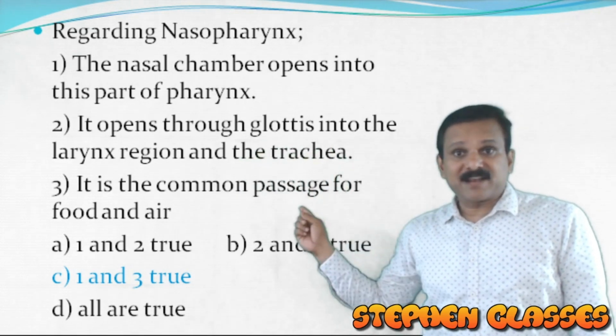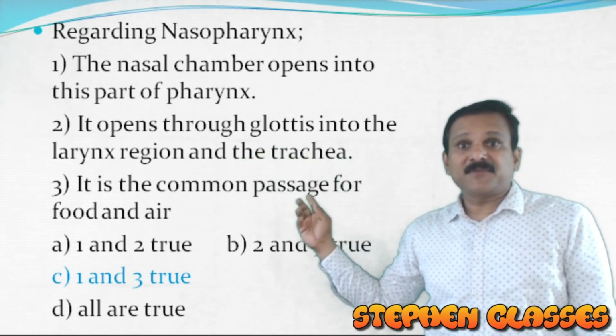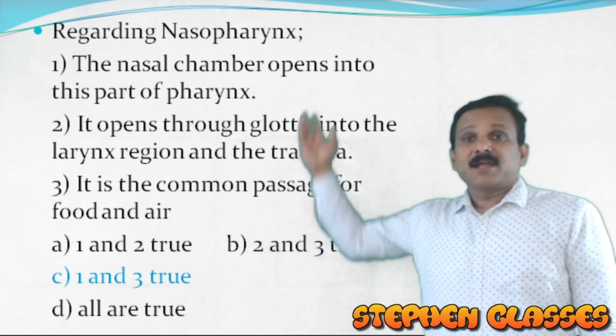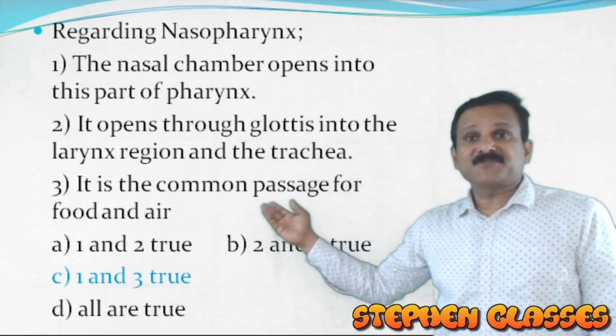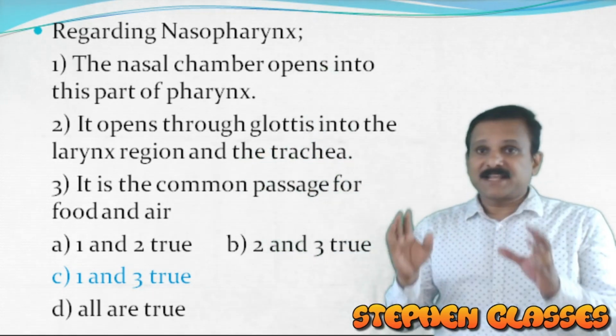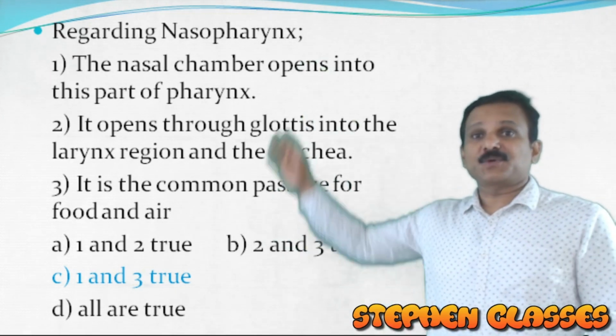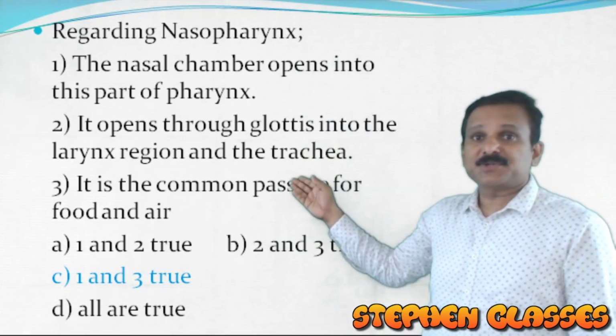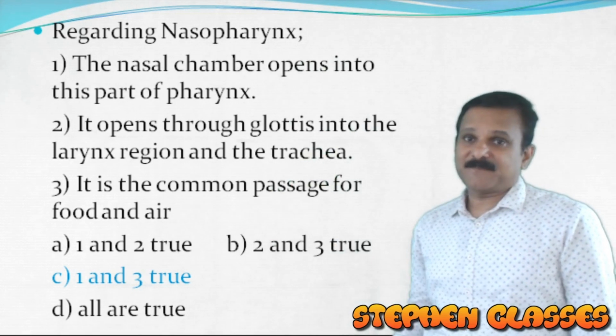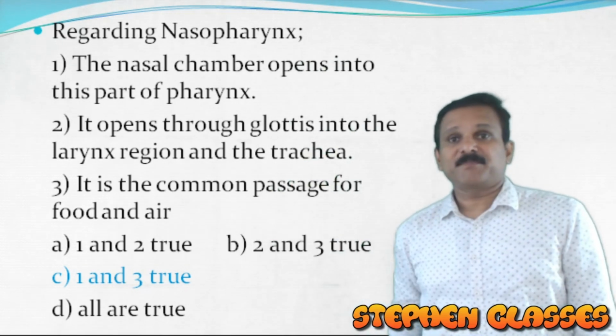What about the third statement? It is a common passage for food and air. That is a correct statement. Nasopharynx is a common passage for food and air. That is a sentence from your NCERT. So here the first and third statements are true. Our answer will be option C. Moving on to our next question.